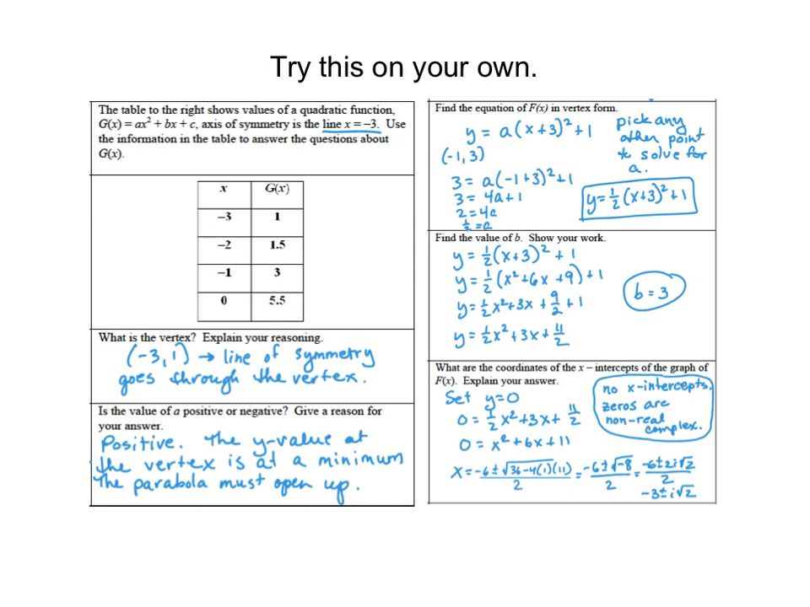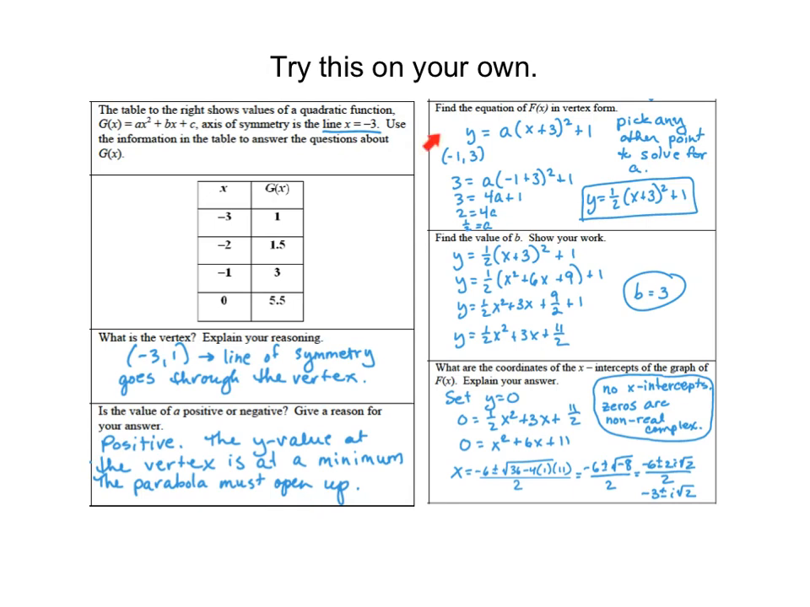Okay, here are my answers. You'll notice my axis of symmetry was at the line x equals negative 3, so therefore my vertex was at (-3, 1). I was asked if the value of a was positive or negative, and it's positive. You'll notice that my vertex y value is 1, and every other y value is more than that. So the y value is a minimum, and the parabola must open up.